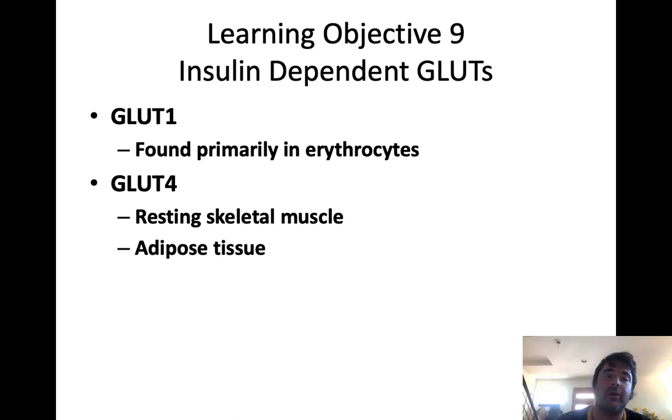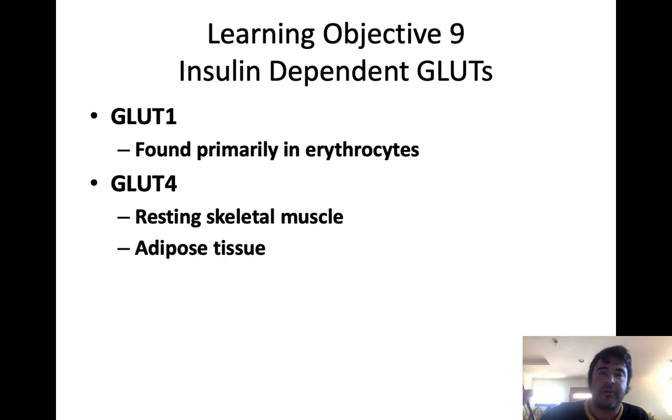So insulin-dependent GLUTs: GLUT1, found in red blood cells. That's how red blood cells suck up glucose. Because glucose is sticky, when you think about a hemoglobin A1C, it's just measuring essentially the weight of hemoglobin. Because glucose sticks to hemoglobin, the more glucose you have, the more glucose is going to stick to hemoglobin, the heavier that hemoglobin is going to become. So if it's above 5, and there's a metric there, it means that you have heavy hemoglobin because a bunch of glucose is stuck to it.